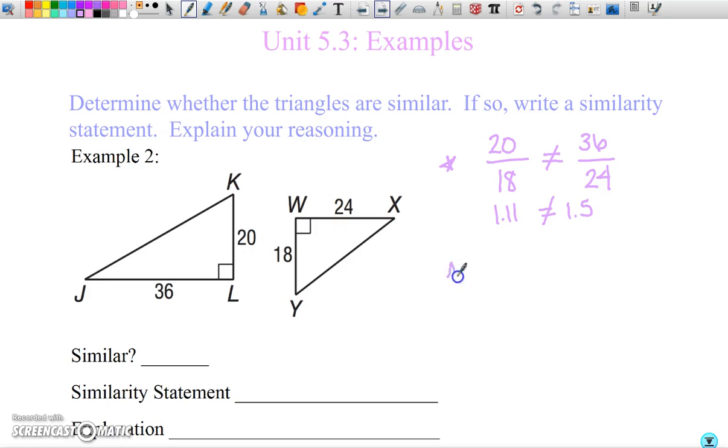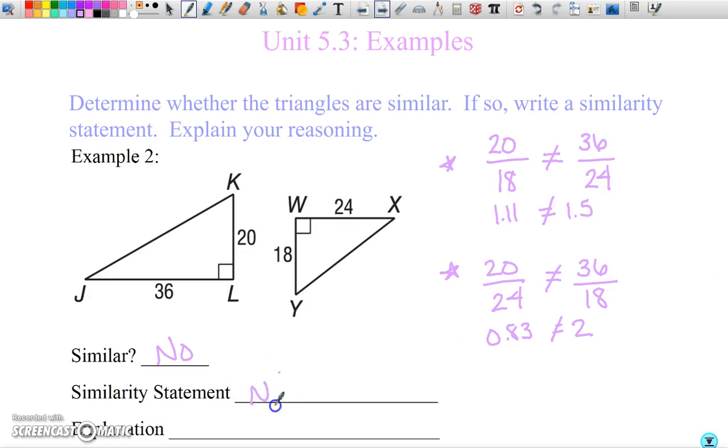It didn't work. So what if instead I match 20 with 24? And is that equal to 36 over 18? Well, this 36 over 18 is 2. So we already know, based on that right there, 20 over 24 is not 2. It's not even 1. It's 0.83 repeating. And so those are not equal. And so then what does that mean? That they're not similar. They can't be, because their sides are not proportional.